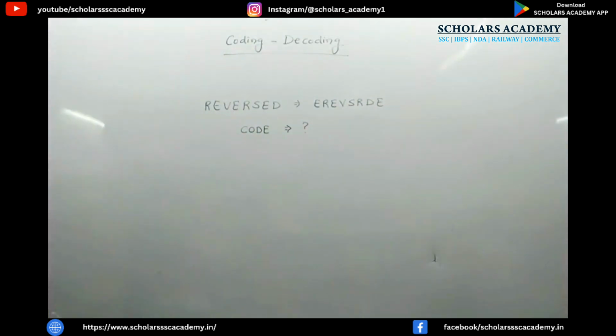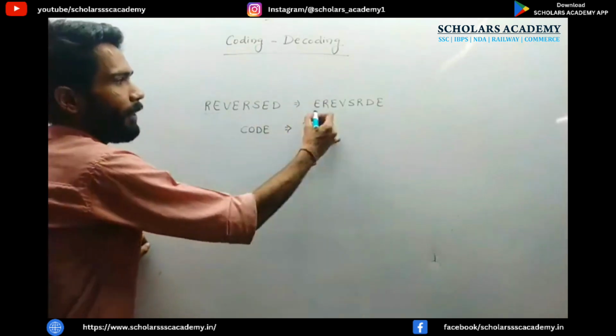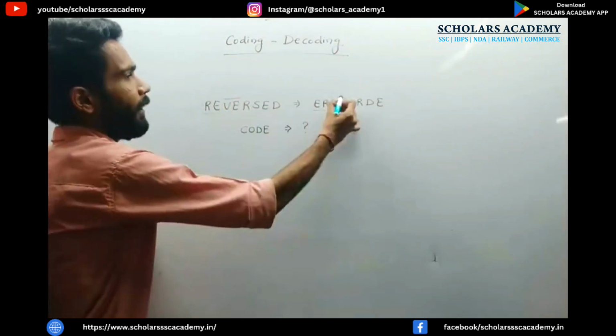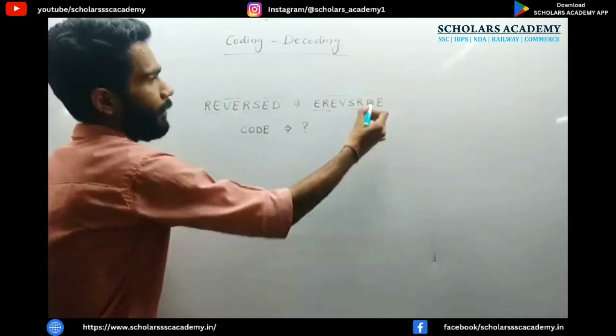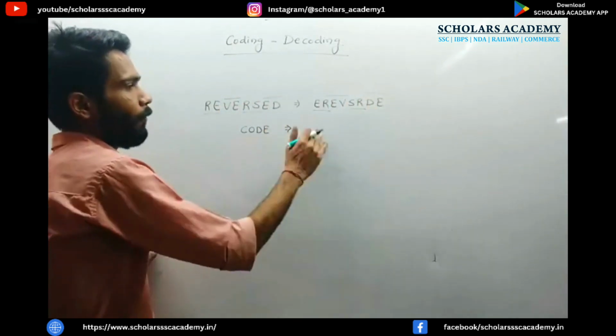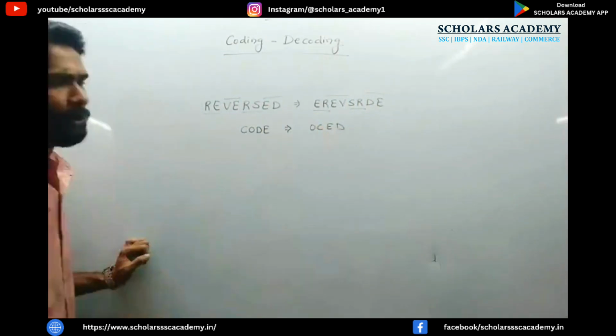Clear? So what is happening? You have to pick two letters at once and change their position. So RE becomes ER, VE becomes EV, RS becomes SR, ED becomes DE. So here CO will become OC and DE will become ED. So that's it. Simple question.